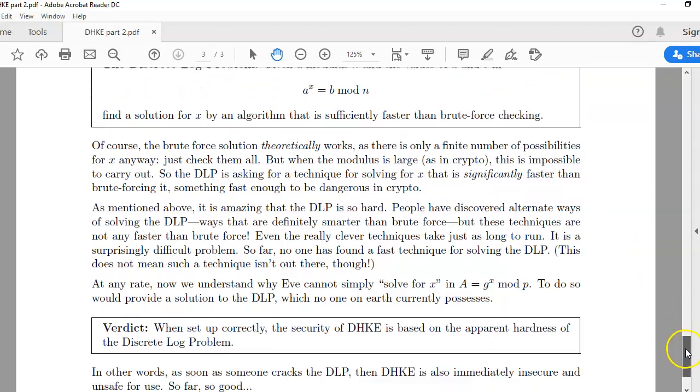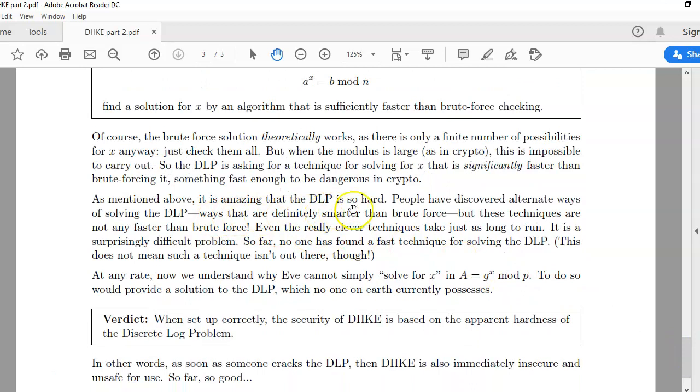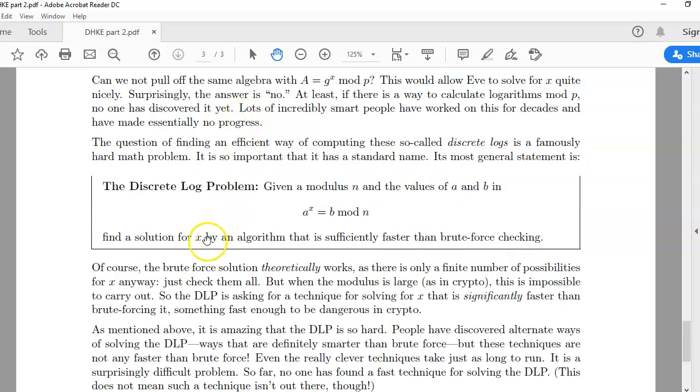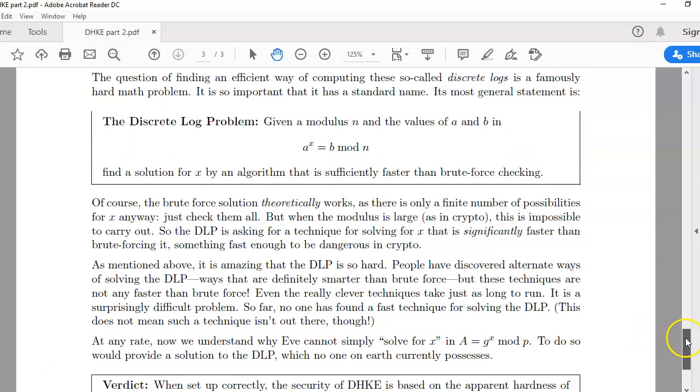Now, to be clear here, this is a really hard problem, but people have discovered ways to solve it that are not brute force. There are ways to solve it that are definitely smarter than brute force. But the amazing thing is these smarter techniques aren't any faster than brute force. It still takes forever to do it. So even the really clever techniques take just as long to run as brute force does. So the problem with this discrete log problem is you want an algorithm that is sufficiently faster than brute force, not different than brute force. It must be faster than brute force.